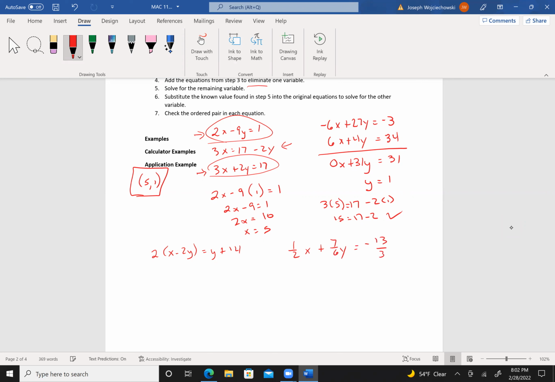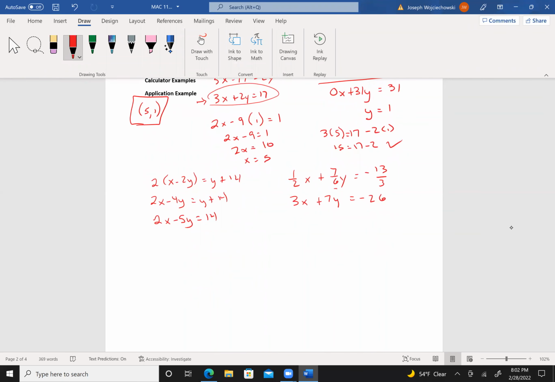So let's play with this left one first. Distribute. 2x minus 4y equals y plus 14. So I have 2x minus 5y equals 14. So I have a pretty equation now. Here, if I multiply by the least common denominator, which is 6, I get 3x plus 7y equals -26.